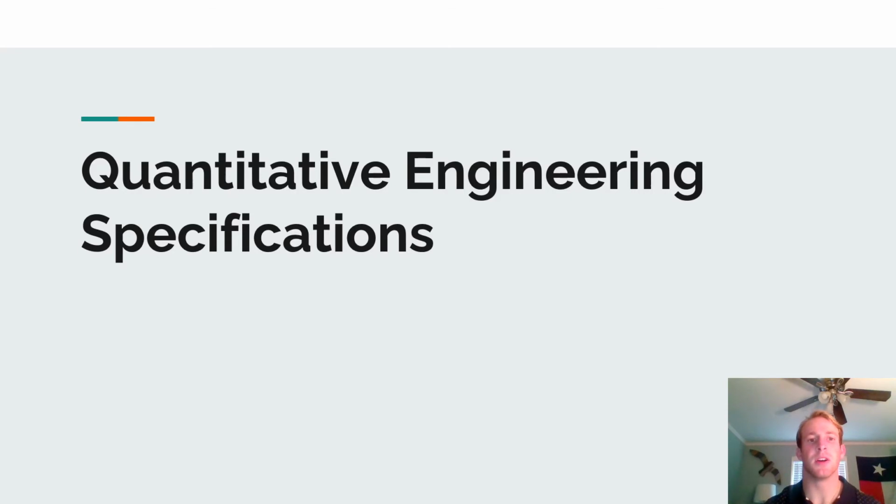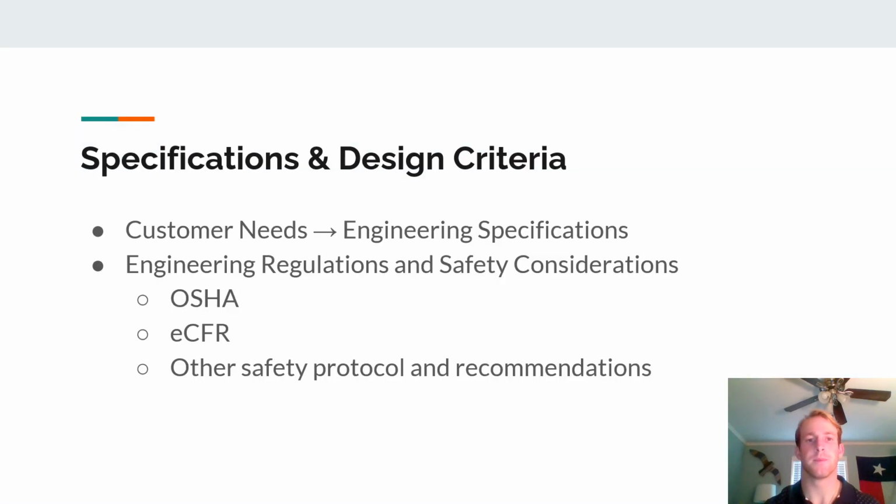In this section, we'll be talking about the quantitative engineering specifications for our project. For the specifications and design criteria, we first started by going to our customer and finding out what their needs were. And then from those needs, we created specific engineering specifications for the project. We also adhered to the engineering regulations and safety considerations put forth by OSHA and the Electronic Code of Federal Regulations regarding beer brewing.